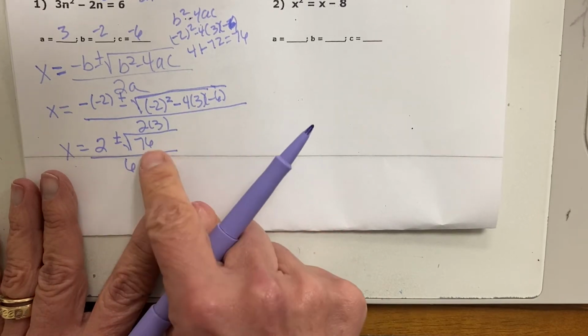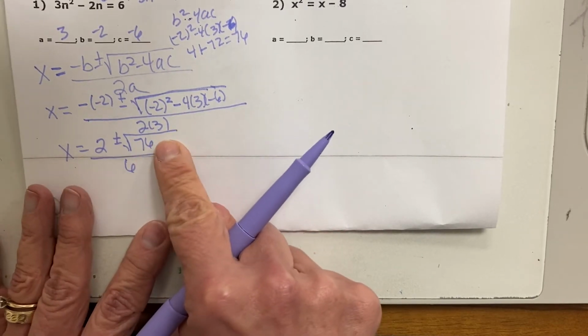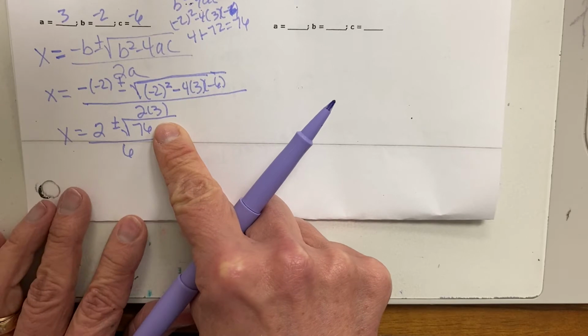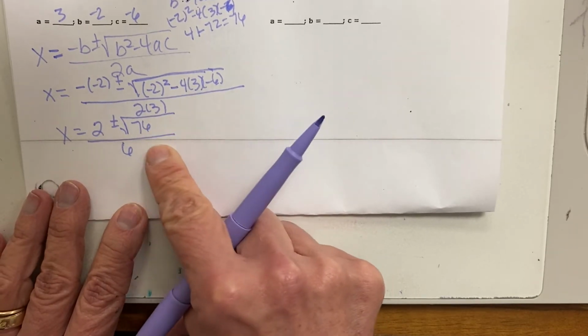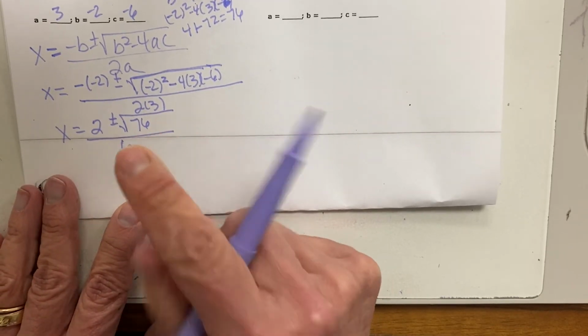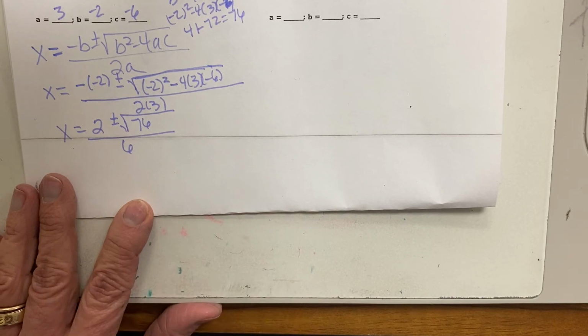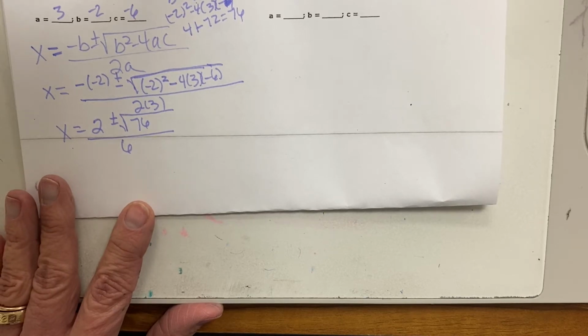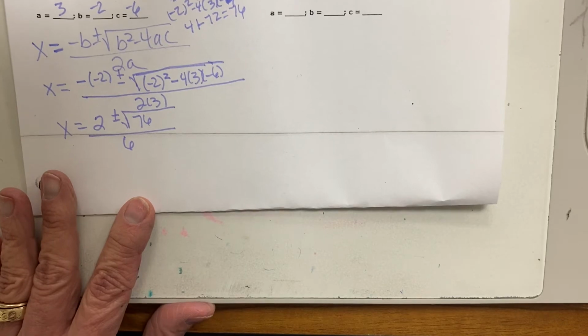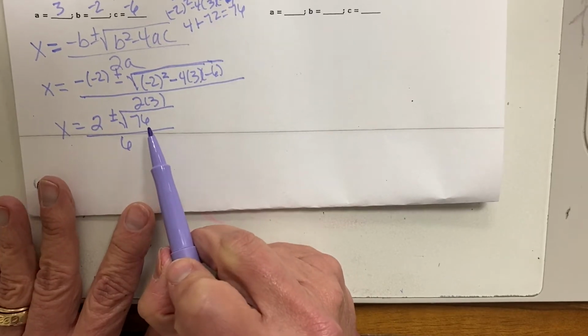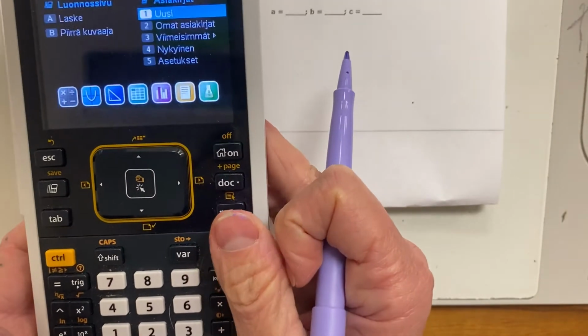So we have to put this in reduced radical first. And so we have to see, can we reduce this down? I'm looking for the biggest perfect square that will go into 76. And so we start thinking, 2 times what will give me 76? If you do not remember, you can go in.